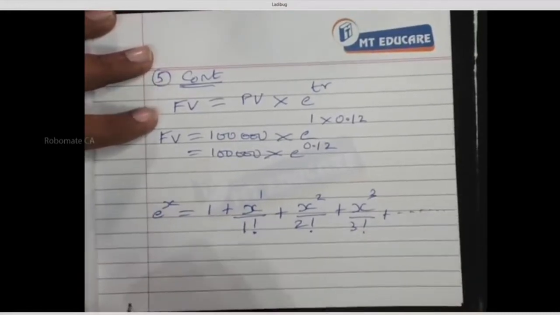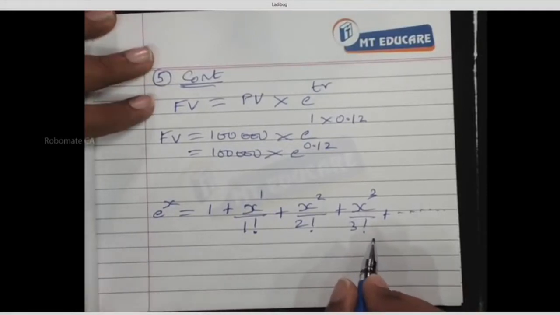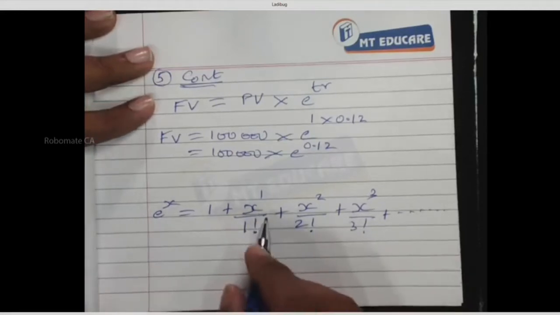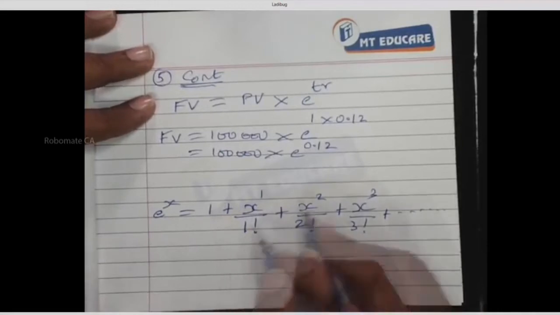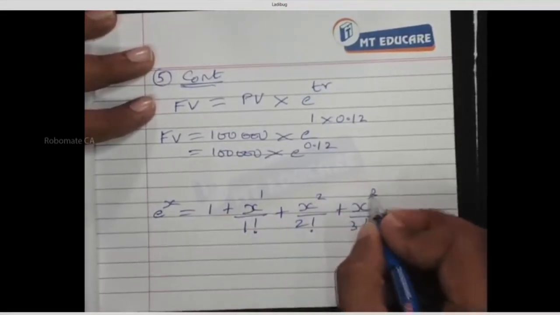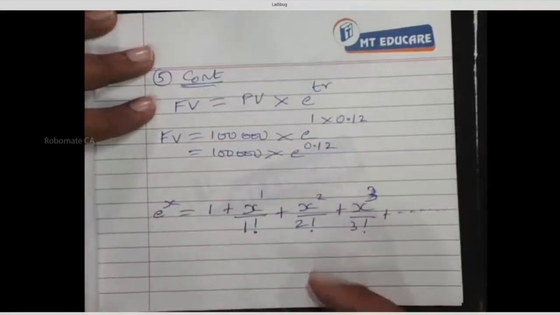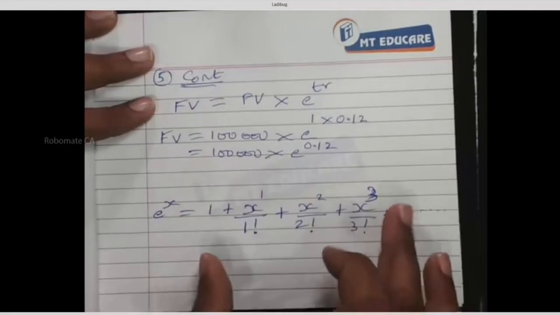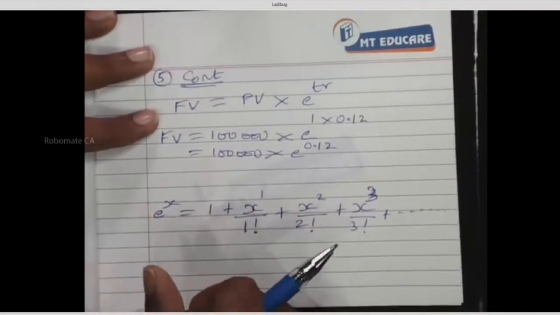Please tell me, what is 3 factorial? 3 into 2 into 1. What is 2 factorial? 2 into 1. What is 1 factorial? 1. It is very simple. 1 plus x by 1 plus x squared by 2 plus x cube by 6. That gives you the calculation automatically. But this is the way to present it. Are you following what I am saying? It is a continuous compounding formula. Can I proceed or not?